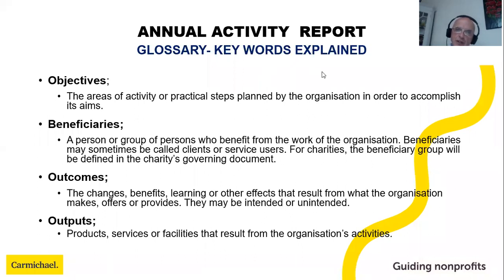That's just a glossary of keywords that sometimes form part of the nomenclature around the whole area of governance and the annual activity reports. The objectives, the beneficiaries, the outcomes, and the outputs. I leave you to all that.